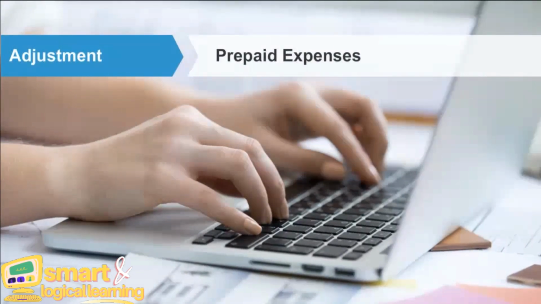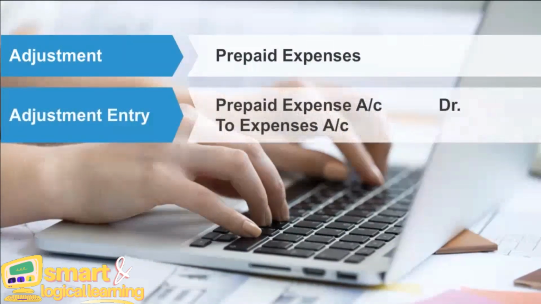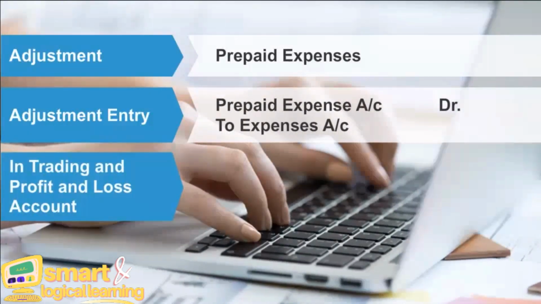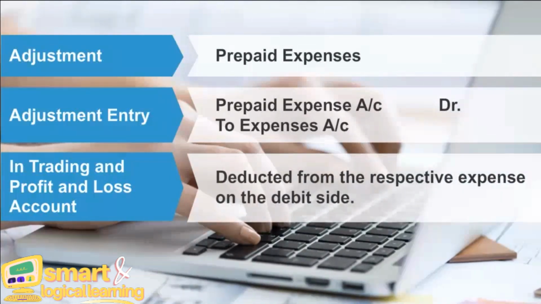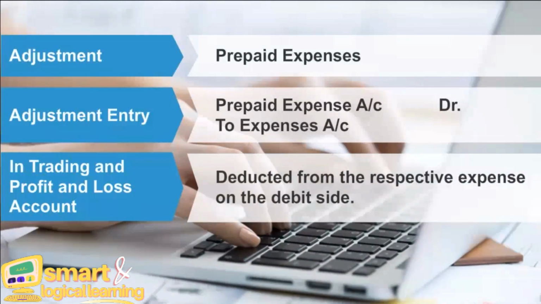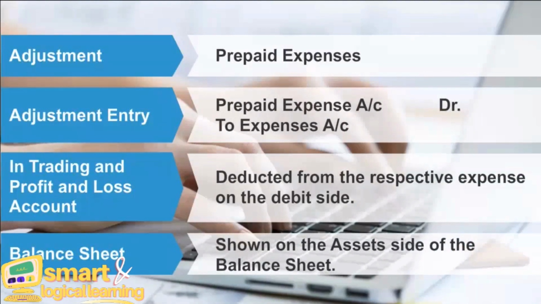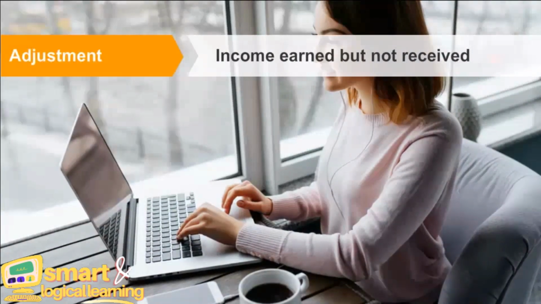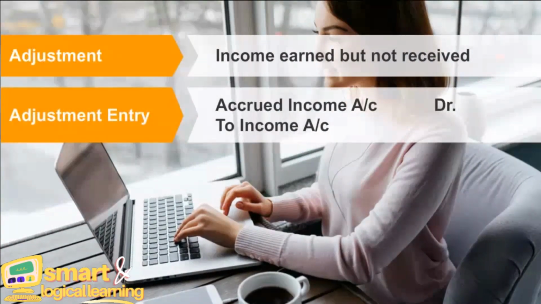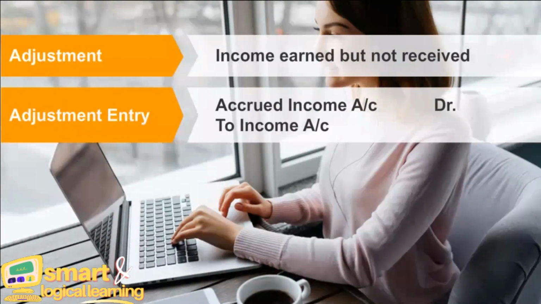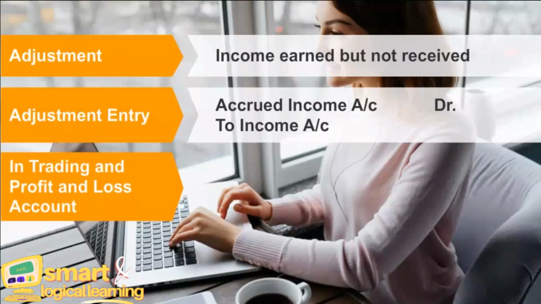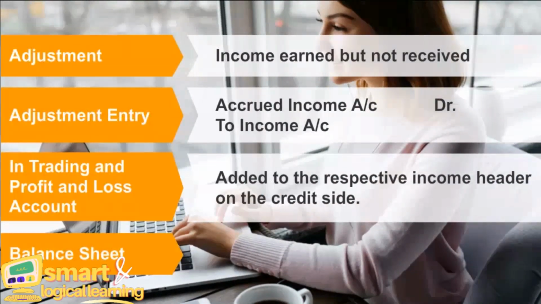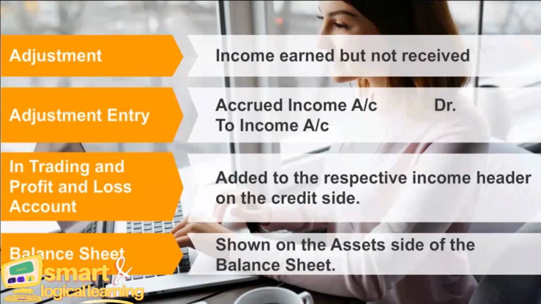Adjustment: prepaid expenses. Adjustment entry: prepaid expense account debited to expense account. In the trading and profit and loss account, it is deducted from the respective expense on the debit side. In the balance sheet, it is shown on the asset side. Adjustment: income earned but not received. Adjustment entry: accrued income account debited to income account. In the trading and profit and loss account, it is added to the respective income header on the credit side. In the balance sheet, it is shown on the asset side.